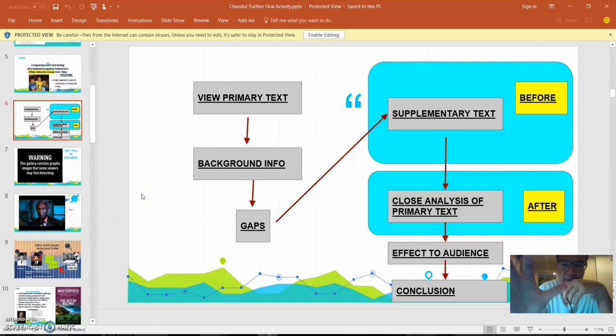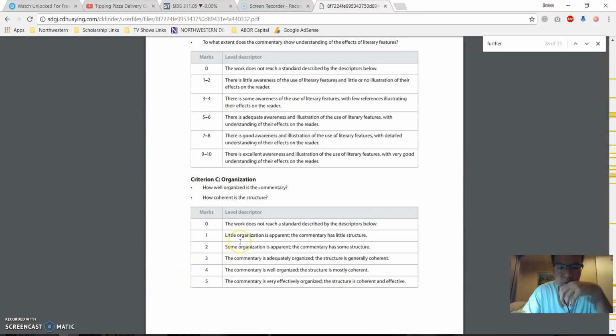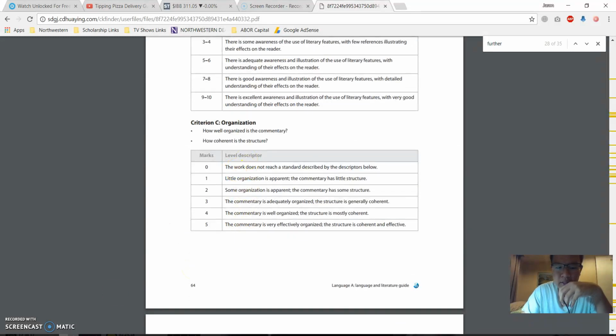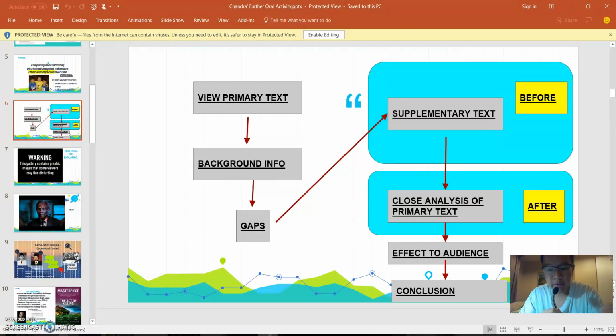I mean, just getting this diagram itself is extremely complementary towards the Criterion C organization, to show that I'm talking about this, I'm giving background information, I'm showing you gaps, and then we're gonna go through a secondary text or a supplementary text. By the way, you can have as many supplementary texts as you want. I had one, and I had the close analysis of the primary text, which was the trailer itself, and then the effect to the audience and conclusion.